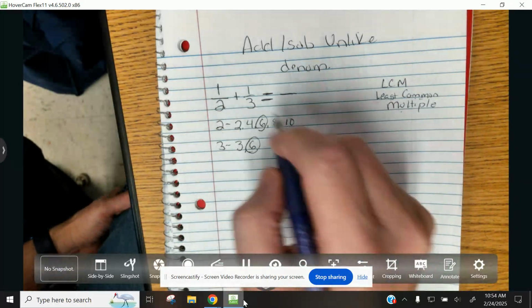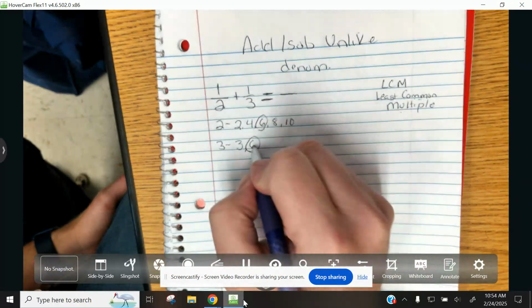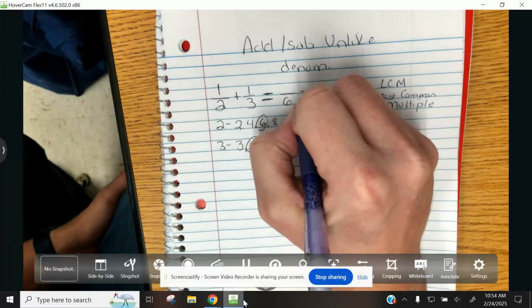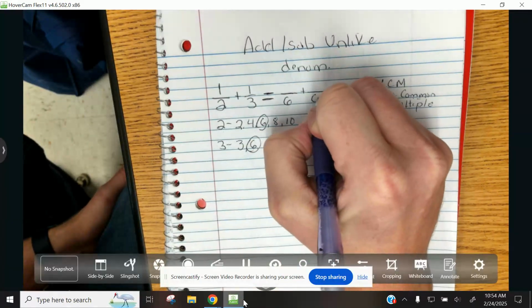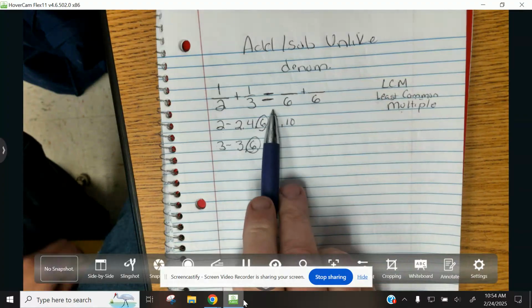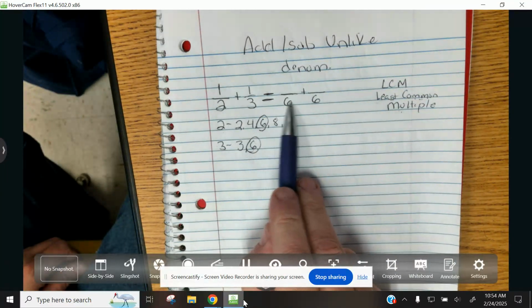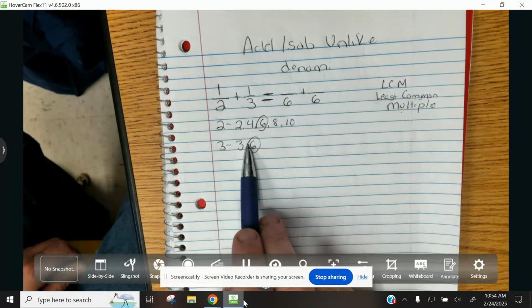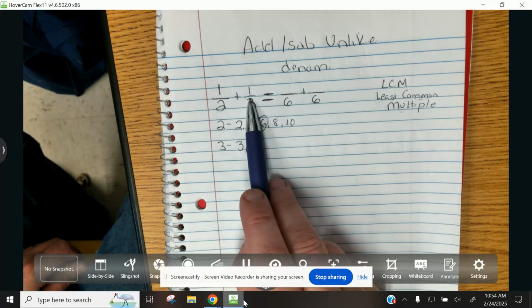Now that we've figured out what they have in common, the new problem has common denominators of 6. Notice how I start out: I put what I know. I know the denominators are 6. That's what I just figured out. I know I have a plus sign because I'm adding.